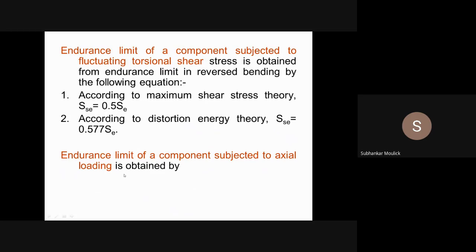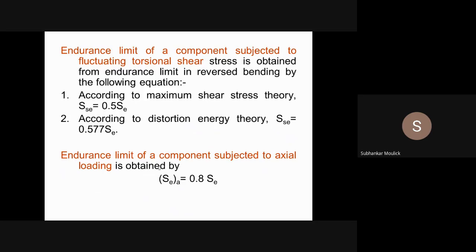But there may be a case that only axial load is acting in a component, and you are told to get the value of the endurance limit stress for axial loading. In that case, again, this is an empirical formula. It is given in the data book. That is, when an axial load is acting in a component and that axial load is variable in nature with respect to time, that means it is failing by fatigue.